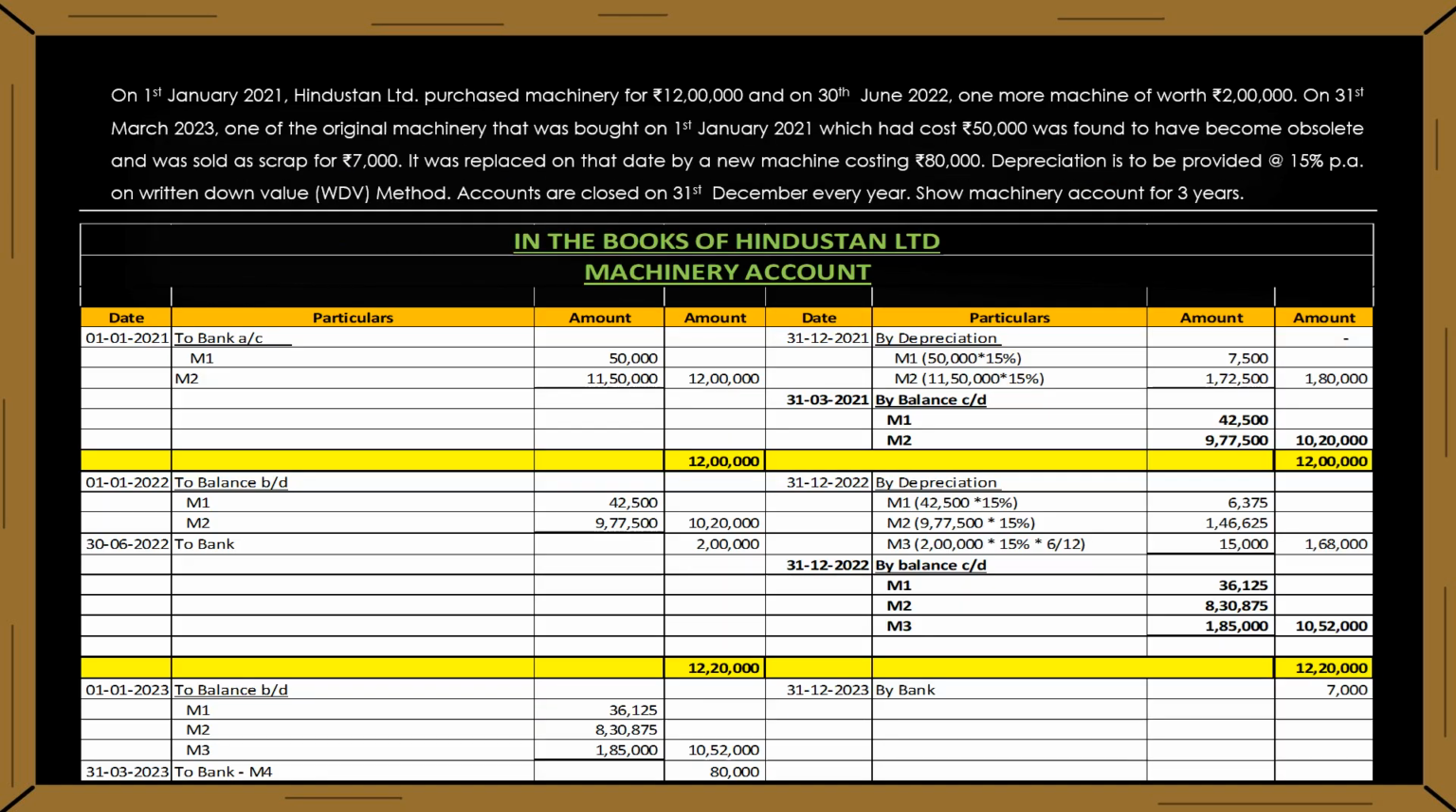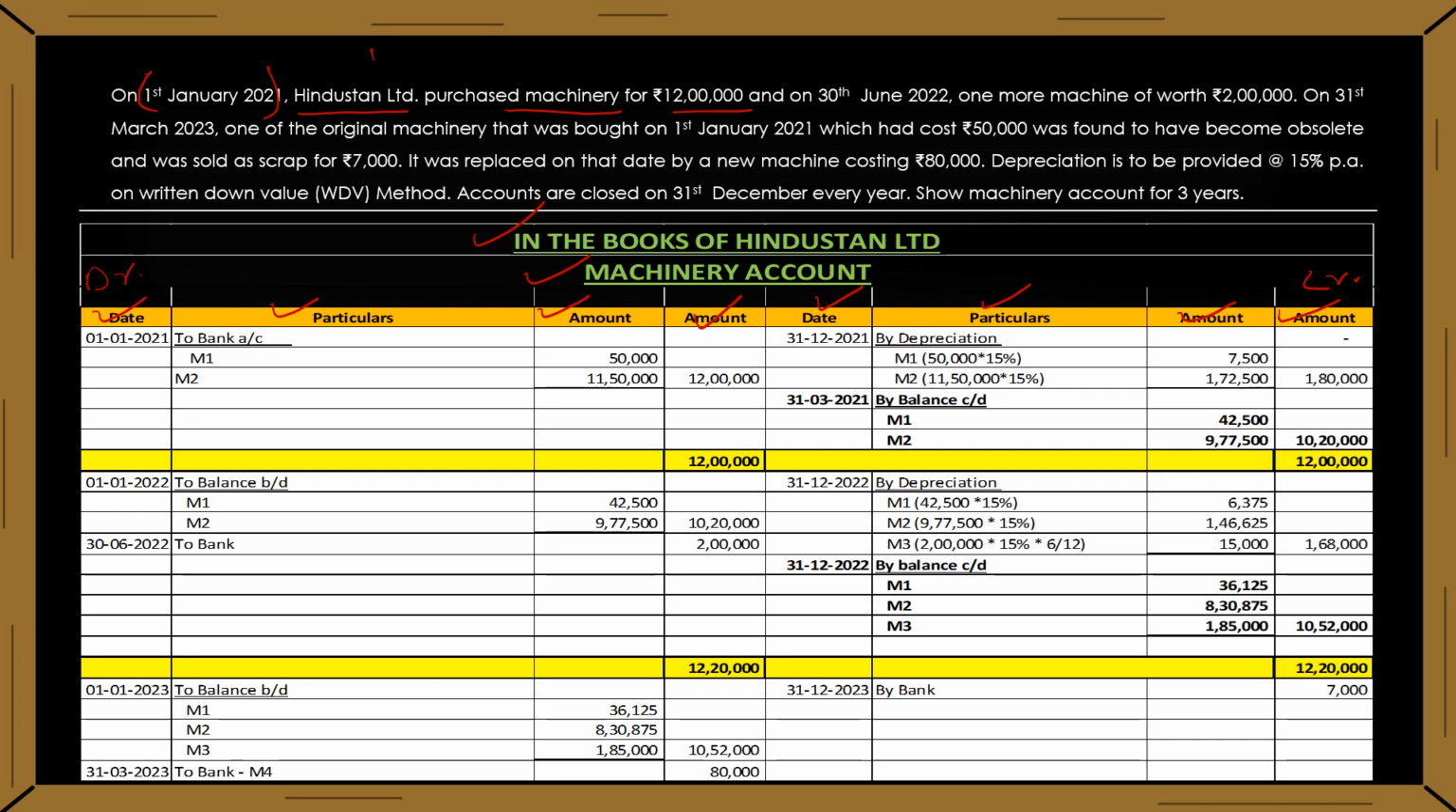We are going to open the ledger account in the books of Hindustan Limited, machinery account. Left side it is DR, right side it is CR. On the debit side we have the columns of date, particulars, inner amount column, outer amount column. Similarly on the credit side also we have the columns of date, particulars, inner amount column and the outer amount column. Now coming to the question, on 1st January 2021, Hindustan Limited purchased machinery for rupees 12 lakhs.